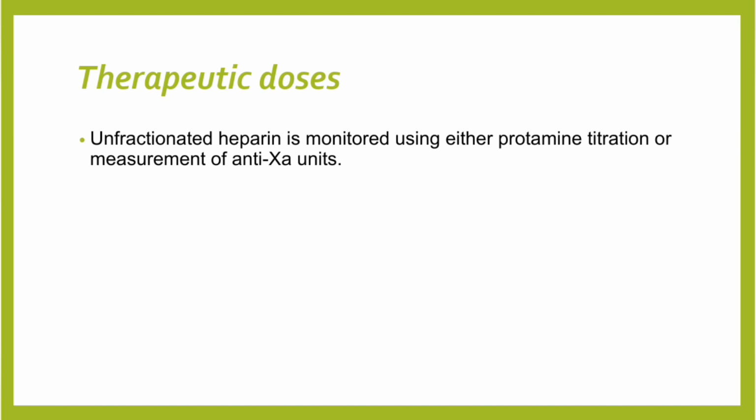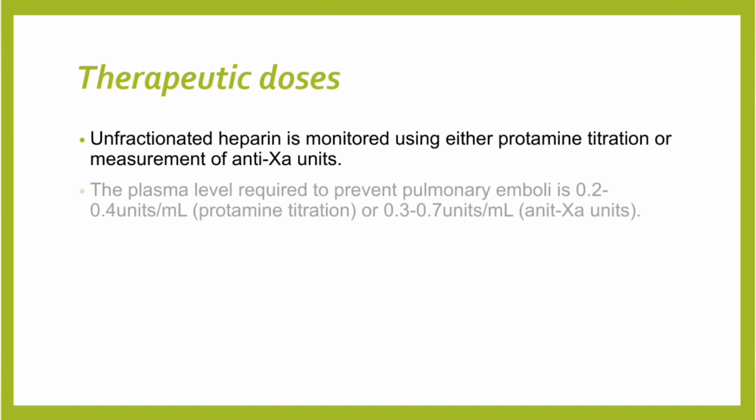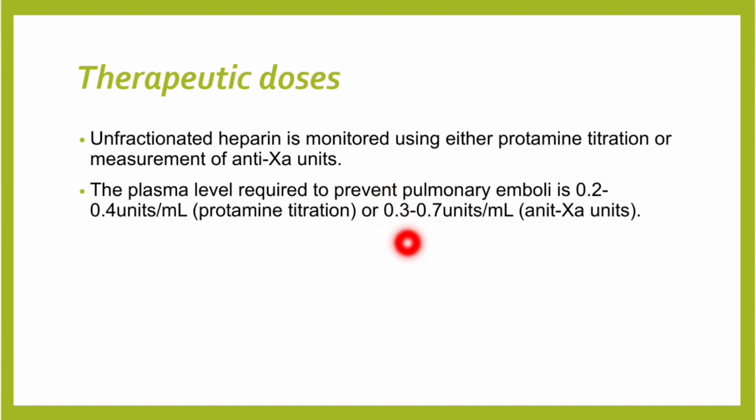Unfractionated heparin is monitored using either protamine titration or measurement of anti-factor 10A units. The plasma level required to prevent pulmonary emboli is 0.2 to 0.4 units per ml, that's protamine titration, or 0.3 to 0.7 units per ml, that's anti-factor 10A units.